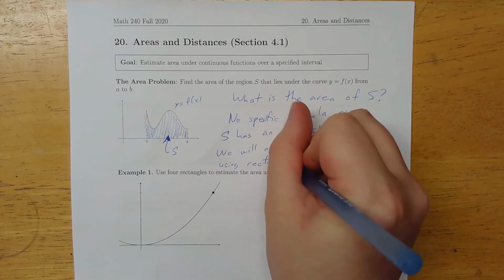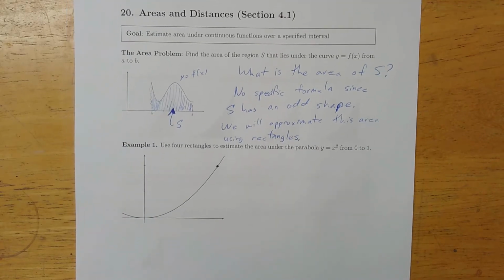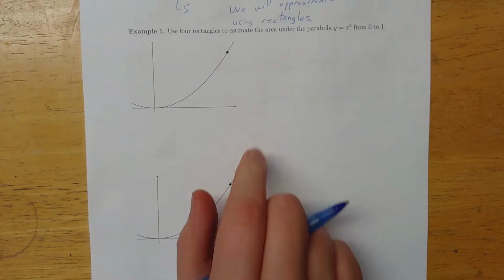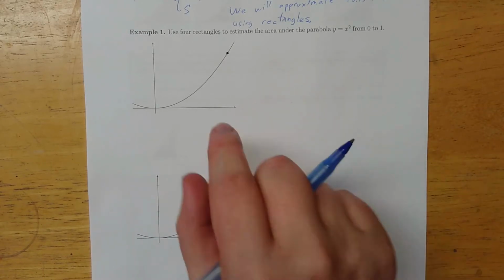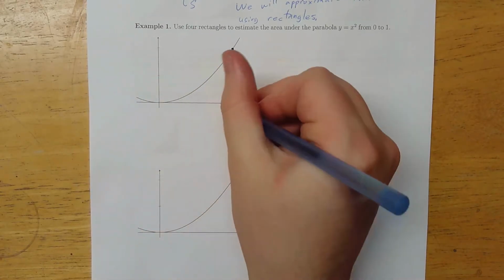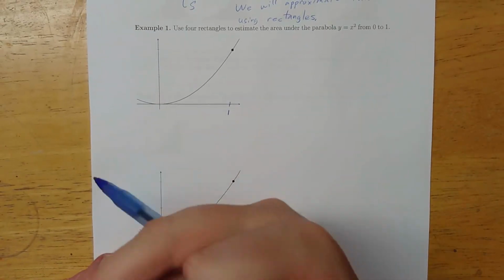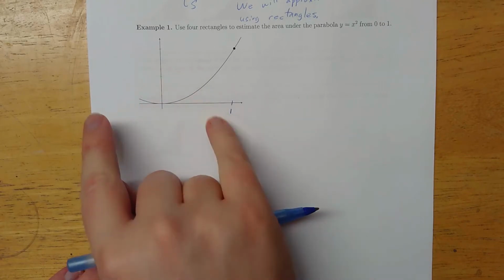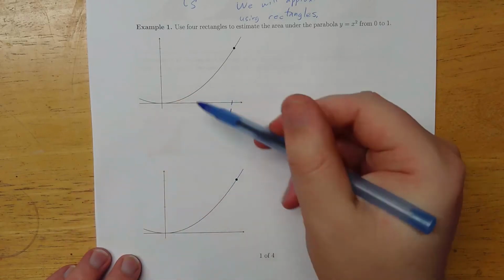Alright, so if we're going to use rectangles, the question would become how we could go ahead and do that. So say we wanted to use 4 rectangles to try to estimate the area under the curve of the parabola y equals x squared from 0 to 1. So say here's 0, here's 1, and we want to make some rectangles. Well, there's a couple of different ways we can do this, right? The two important things you need for a rectangle are the base and the height. So you need to know how wide the rectangles are, and you need to know how tall the rectangles are.